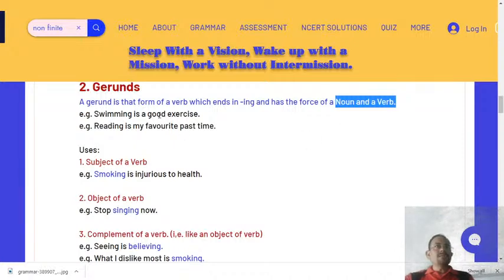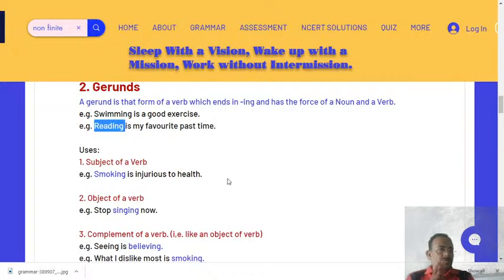For example, swimming is a good exercise. Here swimming is a gerund because it is used as the subject of the verb is. So this is the first condition: the gerund is used as the subject of the verb. Like, for example, reading is my favorite pastime. In this example as well, the ing part, that is reading, is used as the subject of the verb is. Reading is used before is, therefore reading is the gerund.